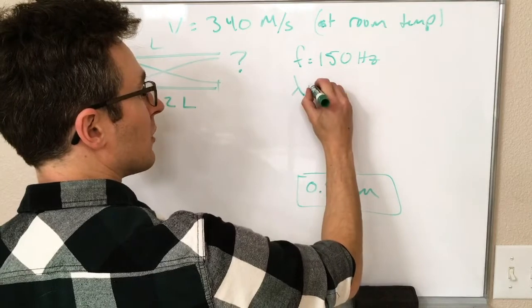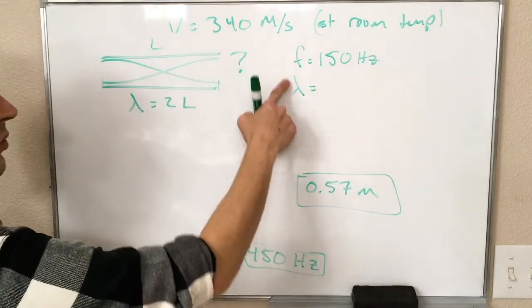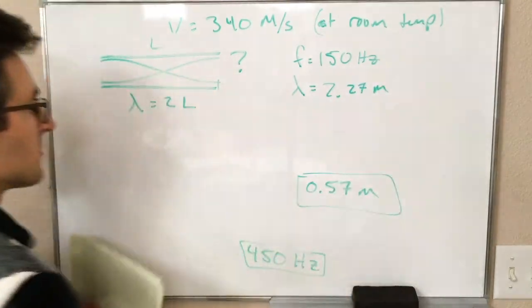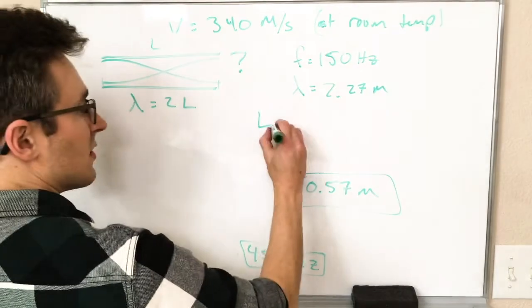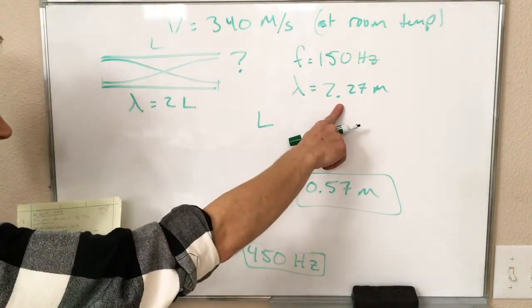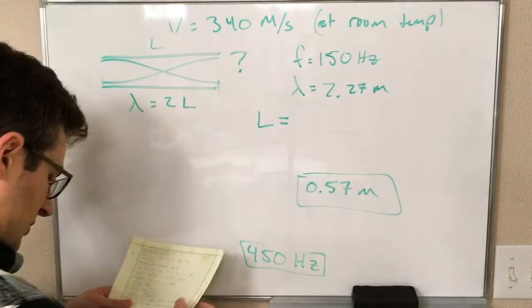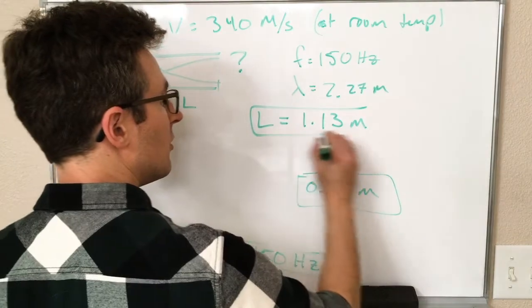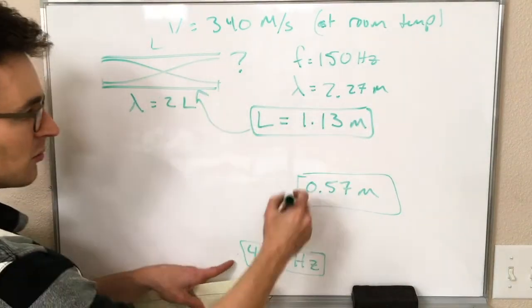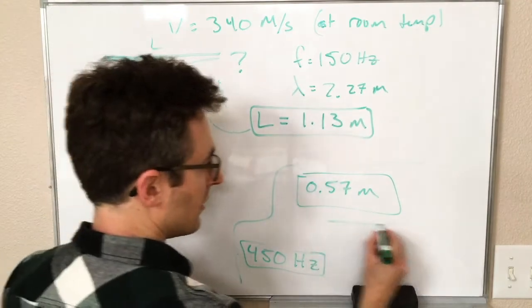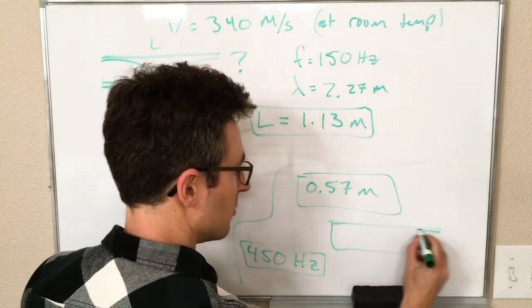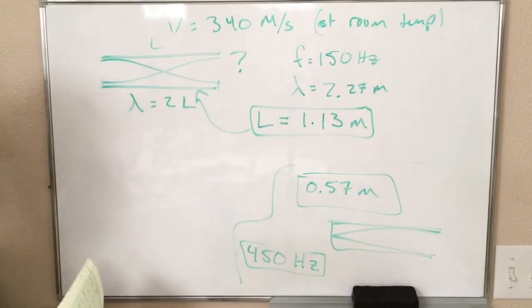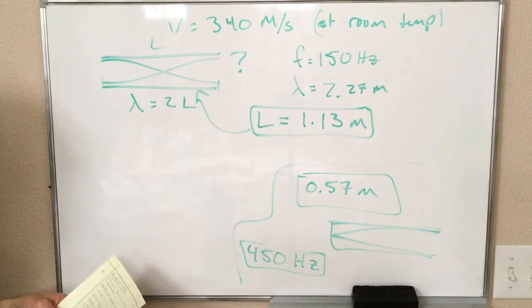For this one, lambda is equal to 2L because this length L is equal to half a wavelength, lambda over 2. So in that case, our frequency is still 150 hertz, right? This is what we're trying to find. And that means v is still 340, f is still 150, so lambda is still the same. It's still 2.27 meters. And so L, instead of being equal to a quarter of that, is equal to half that. So now L is equal to 2.27 over 2, which is 1.13 meters for this case. So these two, remember, are for the one end open, one end closed tube. So here we have a longer tube that gives us that same 150 hertz frequency.